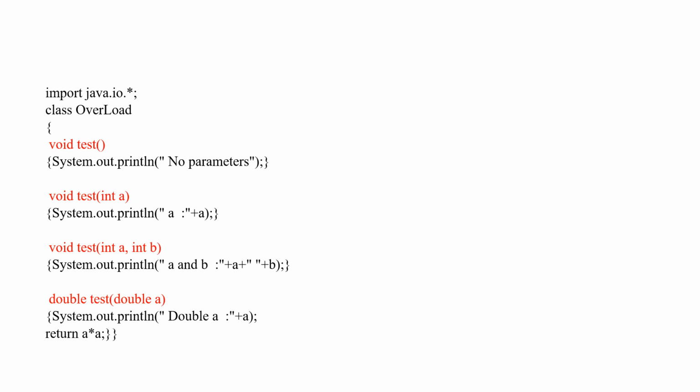So you can define more than one method with the same name in a class, provided their arguments are different. That particular property is called method overloading. That is, here the test method is given more than one meaning by providing different arguments. Test method means different things in different contexts.